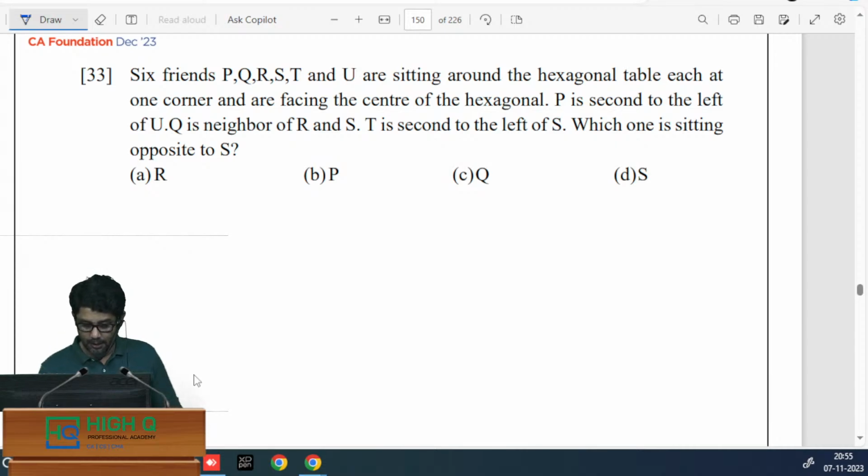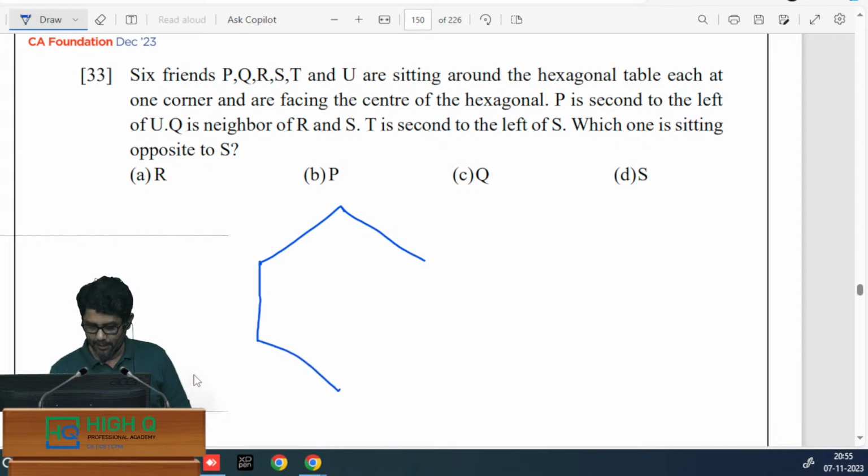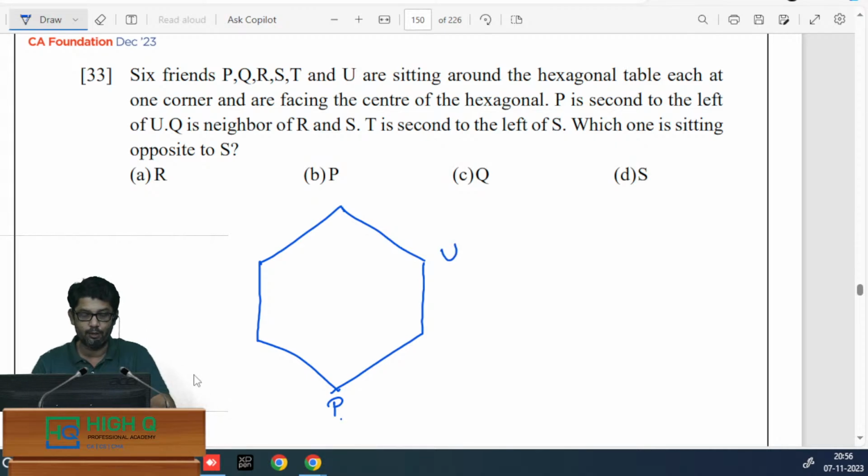Hexagonal table, okay. It's as good as circular arrangement. Each at one corner and are facing the center of the hexagon. P is second to the left of U. For example, I am taking the position of P here. So U has to be here. Then only second to the left.